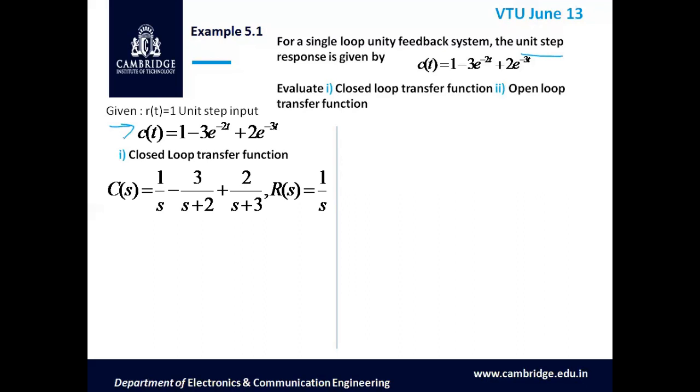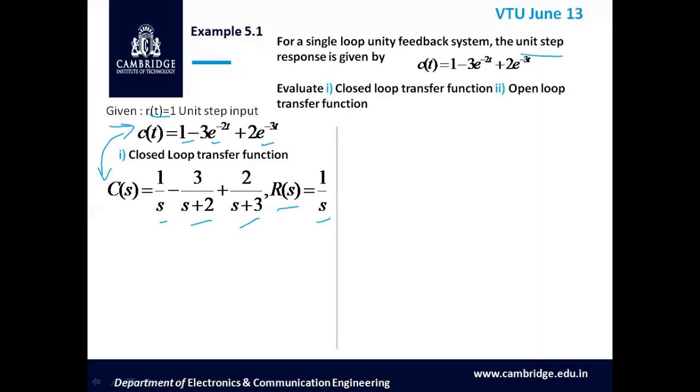So let me take the Laplace transform of c(t). I can obtain the Laplace transform of c(t) as C(s). The Laplace transform of 1 is 1 by s, and e to the power minus 2t is 1 by s plus a, here a is 2, and e to the power minus 3t is 1 by s plus 3. So now I have obtained C(s) as 1 by s minus 3 divided by s plus 2 divided by s plus 3. And given a unit step r(t), the Laplace transform R(s) is equal to 1 by s. So we have identified C(s) and R(s).